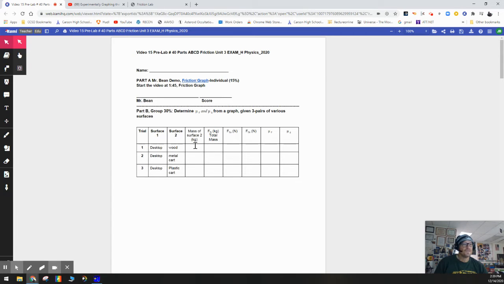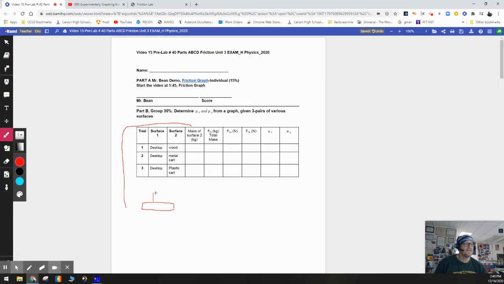Now you may want to add some mass to it. So you have to determine the mass of surface two. You have to make sure that's going to be like the cart. You have to measure that, and then any masses that you want to add to it. So what does that mean? Take a look here. This part here is going to be like the cart. There's a cart here like this. That's the mass of surface two, and then any additional masses that you want to add to it.